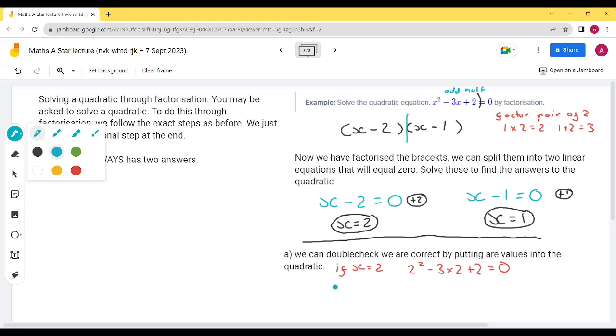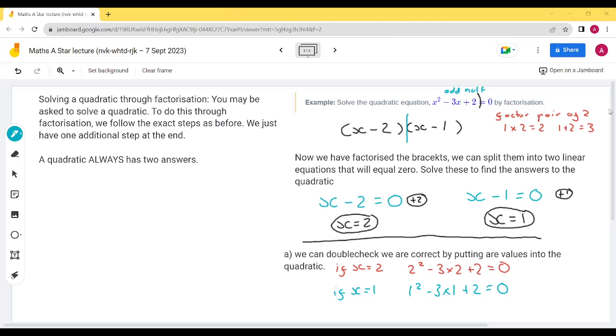Or if x equals 1, we can do 1 squared, which gives you 1, minus 3 times 1, which is minus 3, giving you minus 2, plus 2 equals 0. So we can see the equation works with either of our two values. This means we know we are correct.